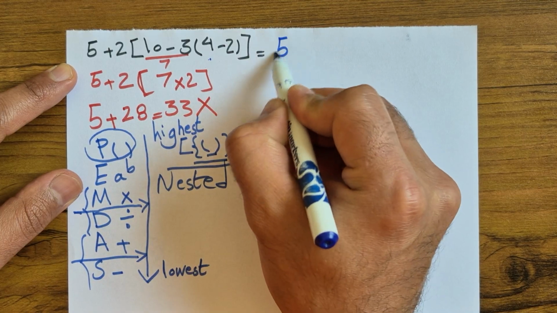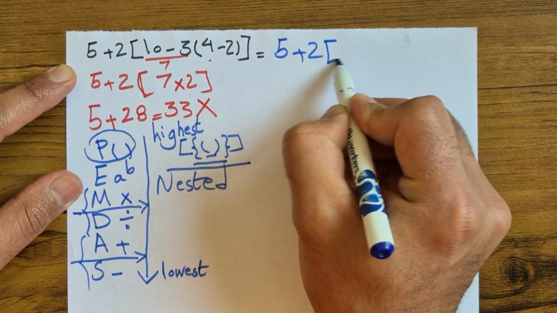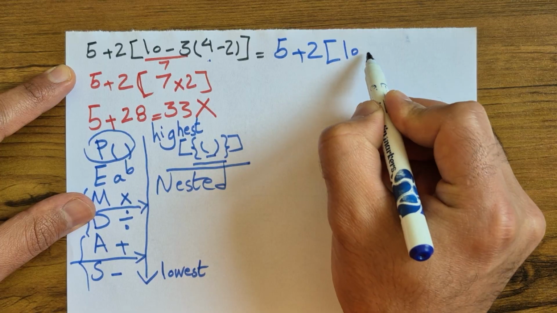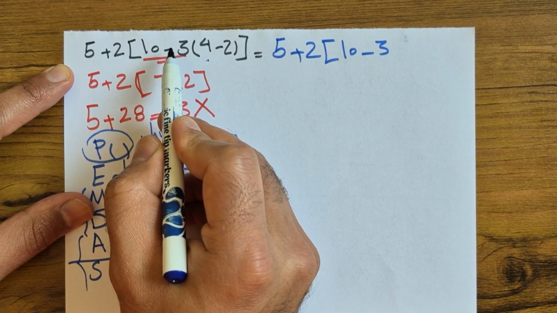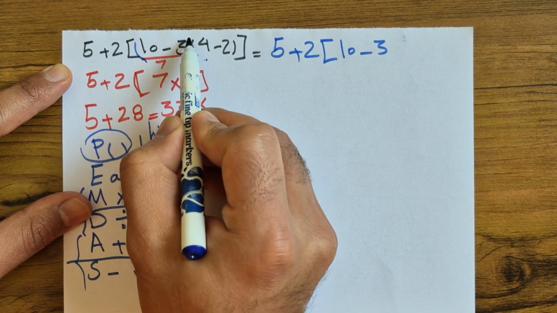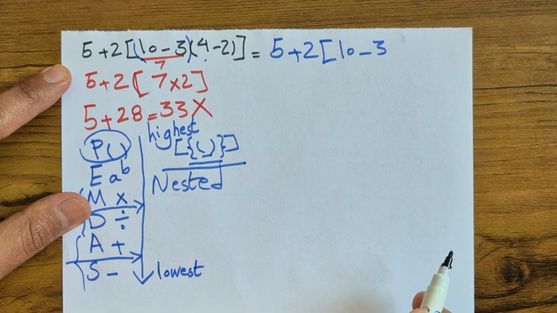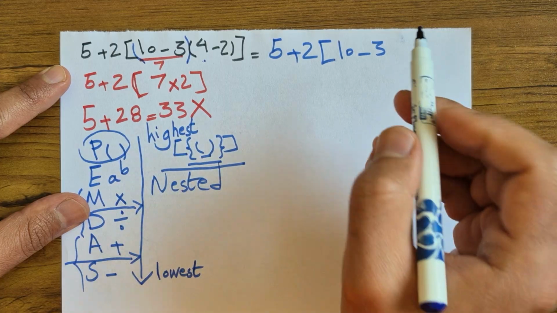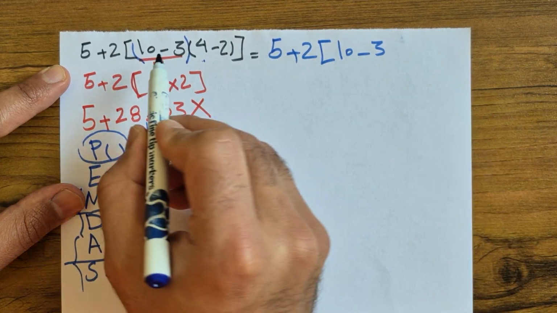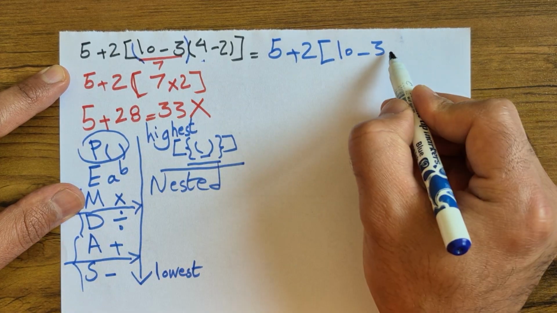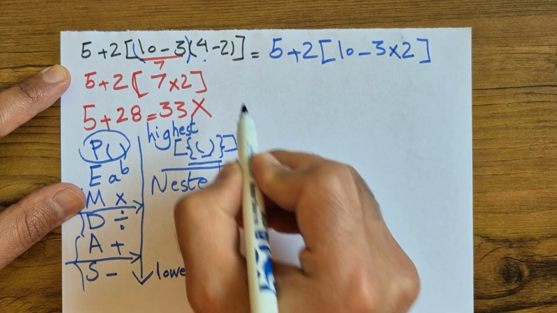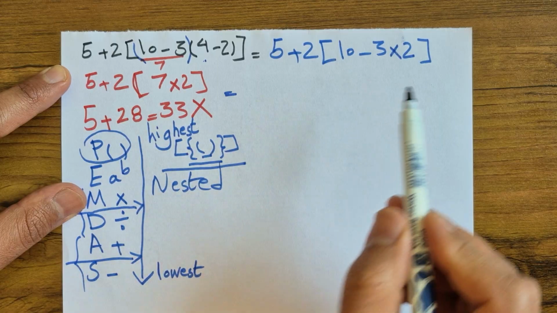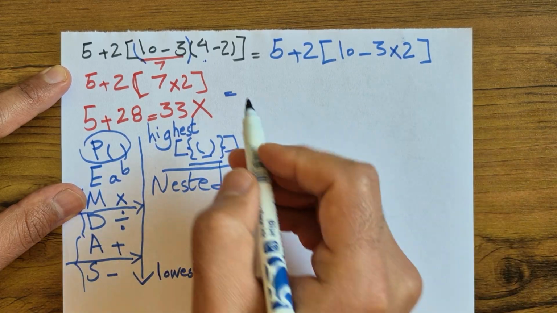So let's write it again. 5 plus 2, open bracket, 10 minus 3. So students said 10 minus 3 would be 7, but no, because it is not a bracket. If it was a bracket, yes, that would be possible, but not now. So 3 times 4 minus 2 gives us 2. Then close the brackets. Now we have just one bracket. We should resolve this again.